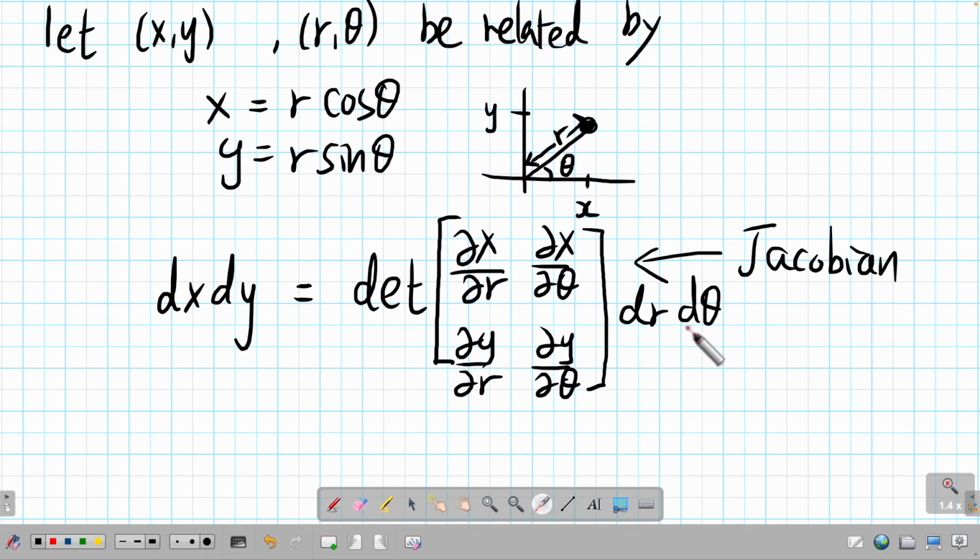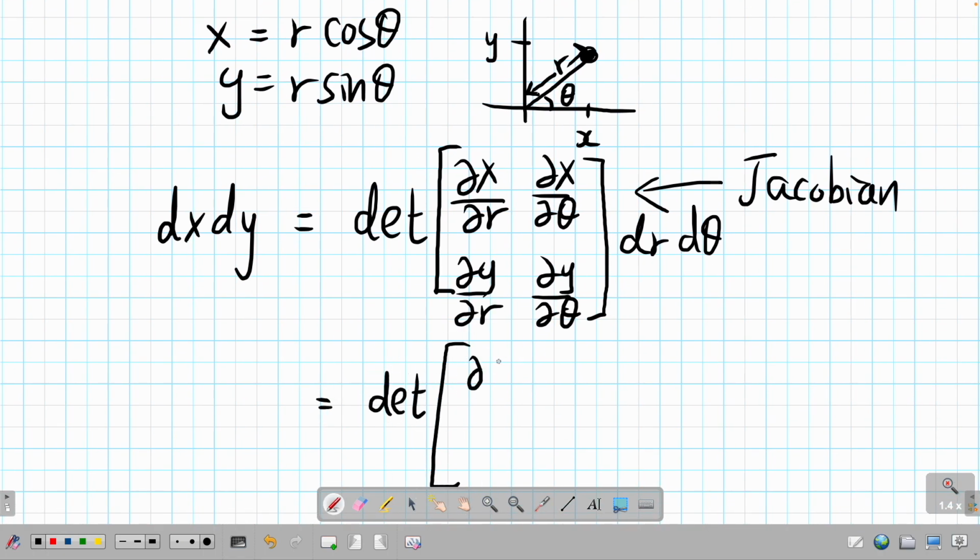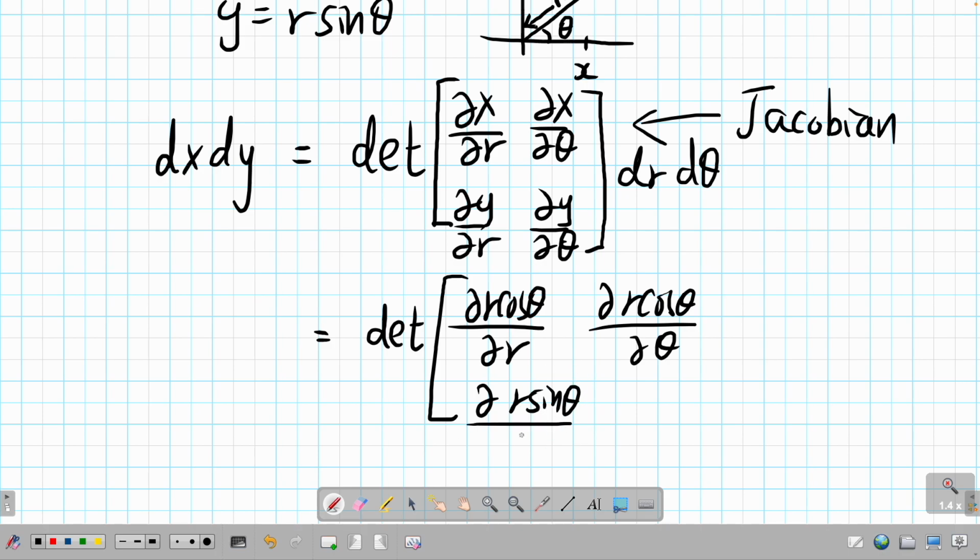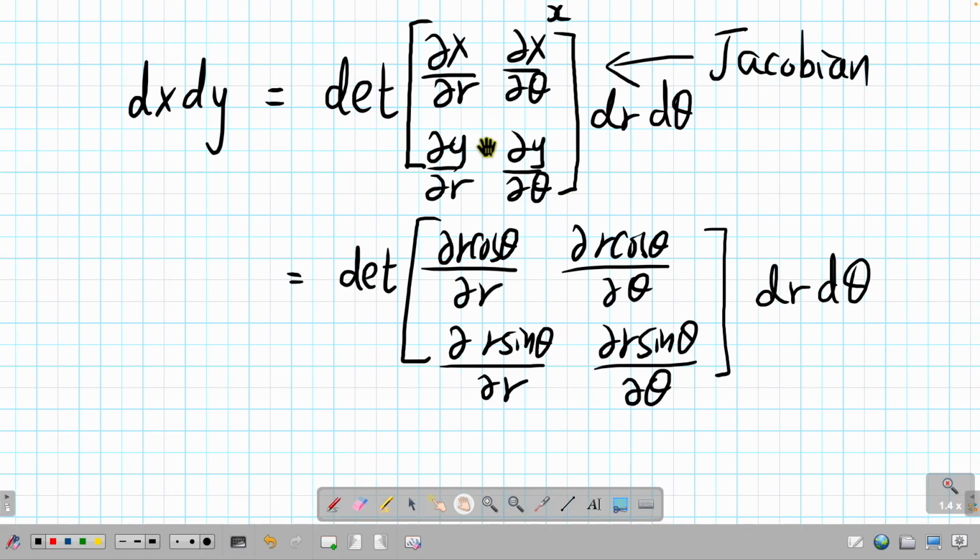Then dx dy will be related to dr d theta multiplied by a number which is the determinant of a 2 by 2 matrix. This is called a Jacobian. What does it mean? It means the partial derivative of x with respect to r, the partial derivative of x with respect to theta, the partial derivative of y with respect to r, and the partial derivative of y with respect to theta. Now we plug in x and y as r cosine theta and r sine theta. Then we perform partial derivatives. Here we only care about dr; here we only care about d theta. We treat the other as constant.